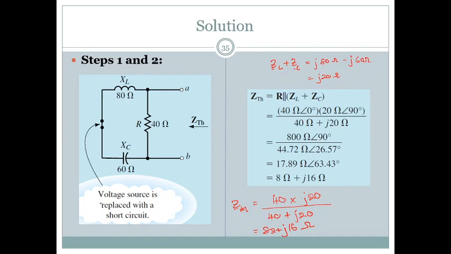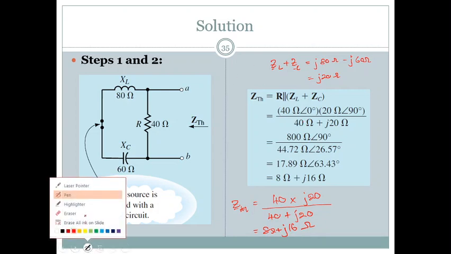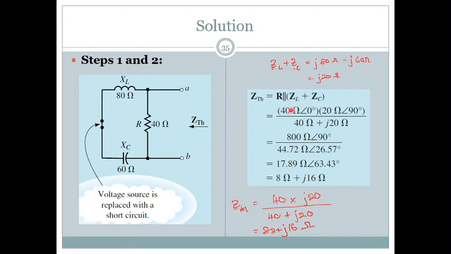Simply, you don't have to go through any of these tedious steps. You just type into the calculator or write whatever you have there. You don't have to convert back and forth the values between Cartesian and polar, right? So that's Z Thevenin.